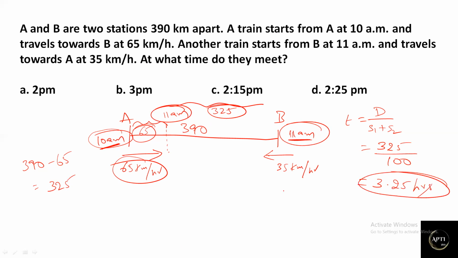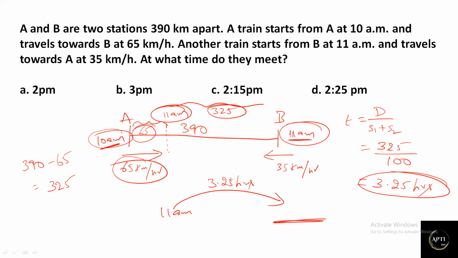But here the options are given in time, not hours. So from 11 a.m., when we add 3.25 hours, what will be the time? From 11 a.m., if it is 3 hours, 12, 1, 2, 2 p.m., correct?